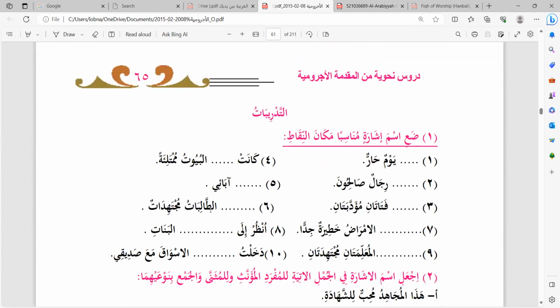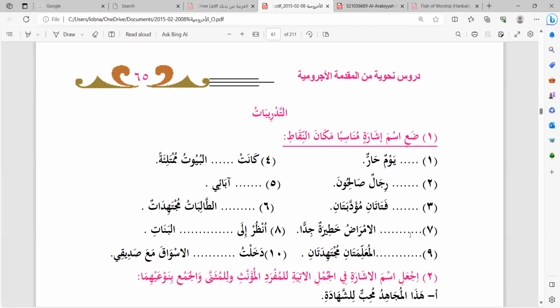So طالبة, if it was just a singular form, I would have said هذه طالبة مجتهدة. Or I would have said هاتان طالبتان مجتهدتان. Once it becomes plural, I have two options. If they're close by, I'll say هؤلاء الطالبات مجتهدات. If they're far, I'll say أولئك الطالبات مجتهدات. Is that clear? Yes.